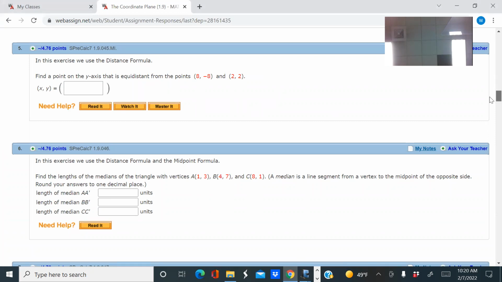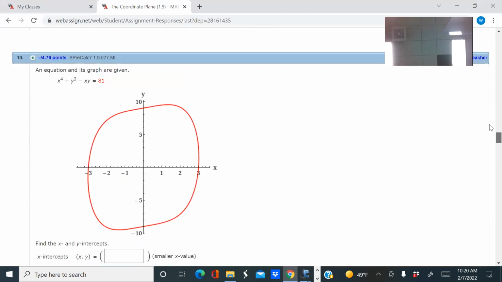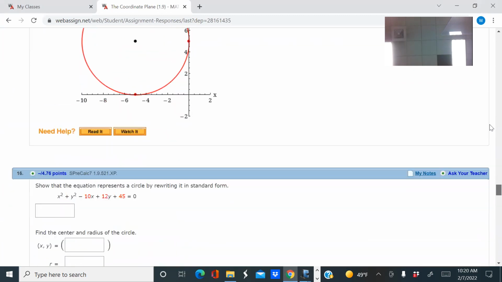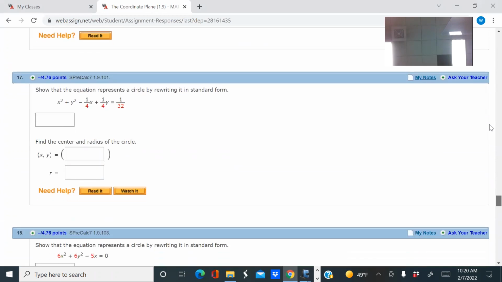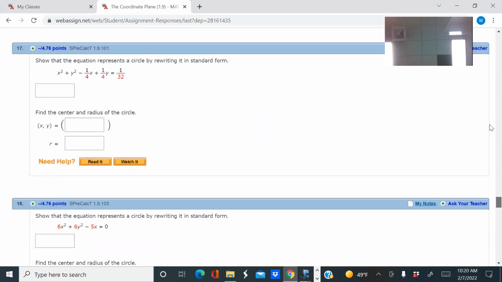One other thing people were, let's see if I can remember. Amanda, so this was your question 17? Yes. Okay, so that's a pretty straightforward question, except the numbers in the problem are a little bit hard to work with, because there are fractions. The reason I say it's straightforward is it's just finding the center and radius of a circle, and you have the equation for the circle.